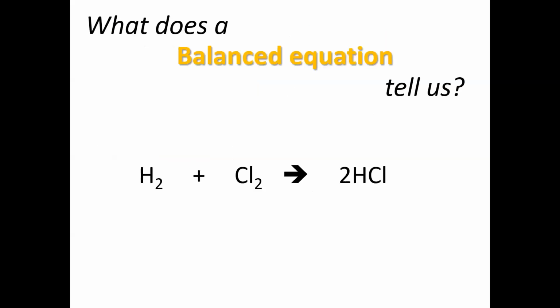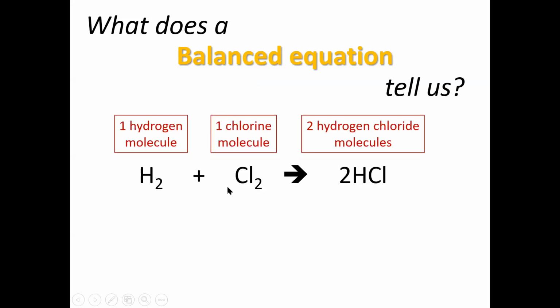So what does a balanced equation actually tell us? When we look at this balanced equation, we can see there's hydrogen, there's chlorine, there's hydrogen chloride, but what does that actually mean? Well, it means that one hydrogen molecule, that's 2 hydrogen atoms joined together, reacts with one chlorine molecule, which again is 2 chlorine atoms joined together, to give you two, that large two, that coefficient at the front, means that you've got two hydrogen chloride molecules.